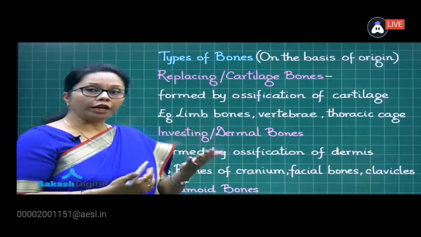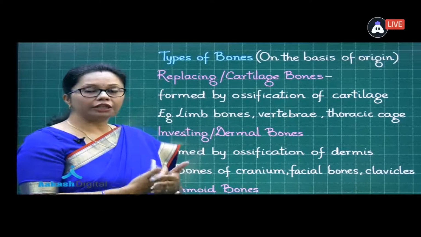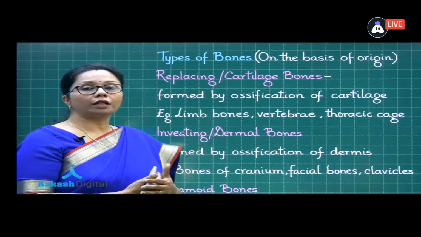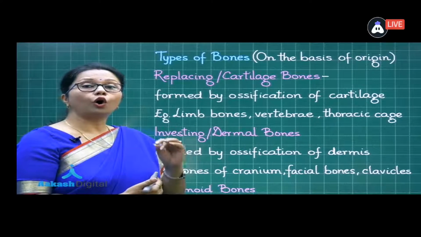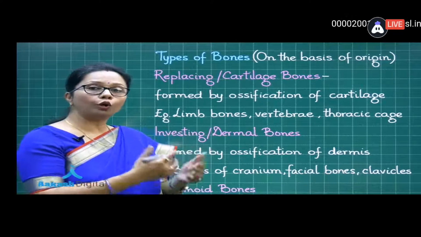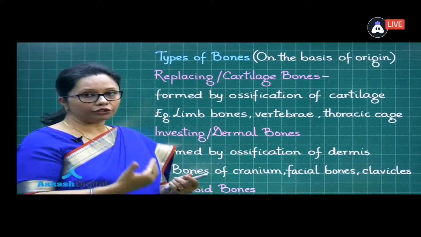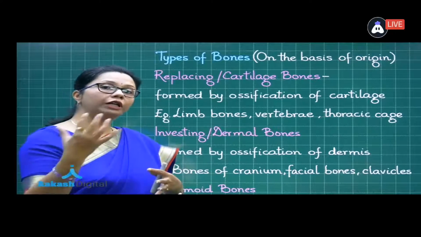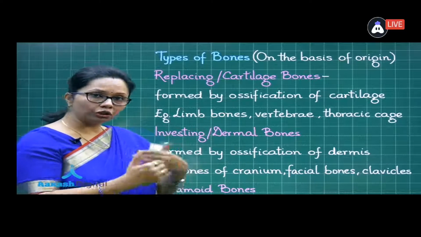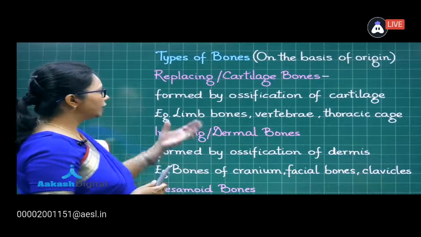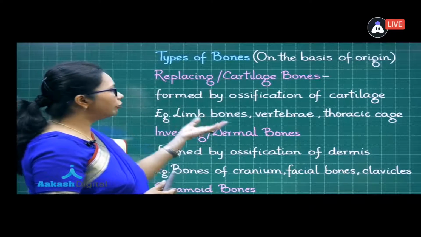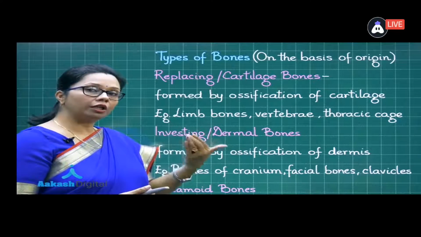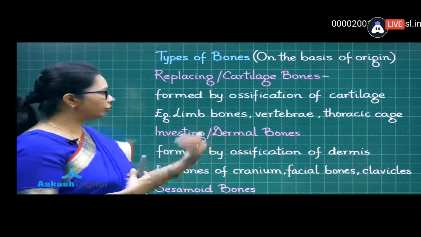So in the embryonic life, as we said, the fetal endoskeleton is initially formed by cartilage. And in the cartilage also there are cartilage eating cells, those are called chondroclast. So those chondroclast will remove the cartilaginous matrix, and the osteoblast, that is the bone forming cells, will lay the bony matrix. So this is how the replacement will take place. An example of such bones, the limb bones, vertebrae, thoracic cage, and when we say thoracic cage, that means sternum and the ribs, and on the back of course the vertebrae are there.